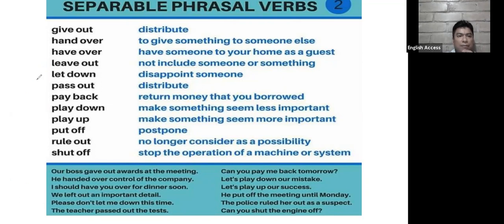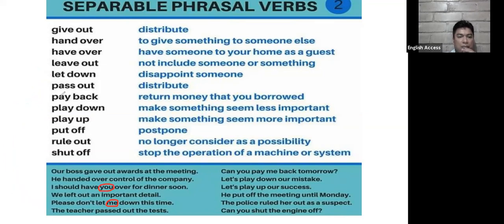Let down. Please don't let me down this time. Once again, these cannot be together in a sentence with an object. So if you have an object, the object needs to be in the middle, just as with have over.